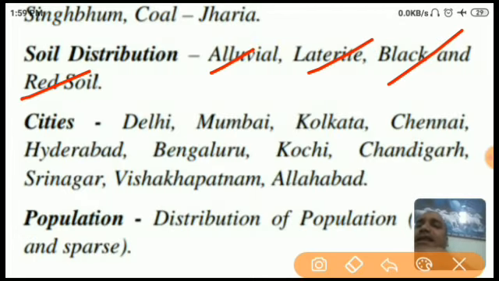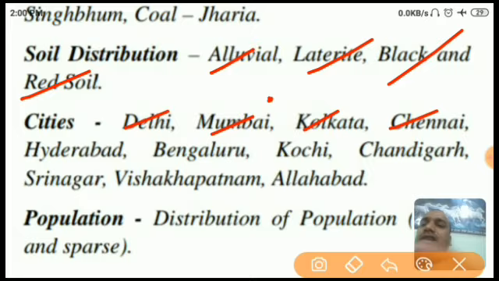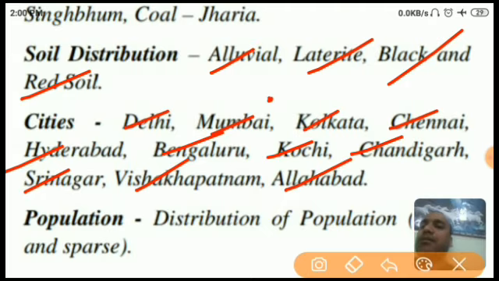Then in cities, we have to only locate the cities by a single dot. It's very simple. Before that, you have to learn the map states. I will teach you. Now come to the cities: Delhi, Mumbai, Kolkata, Chennai, Hyderabad, Bengaluru, Kochi, Chandigarh, Srinagar, Visakhapatnam and Allahabad. And the last is called the population.